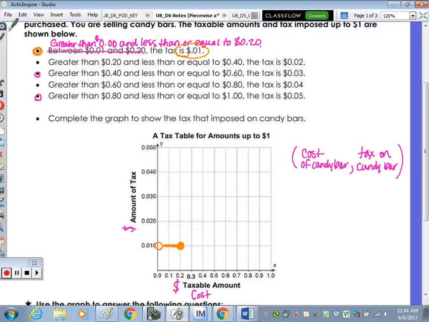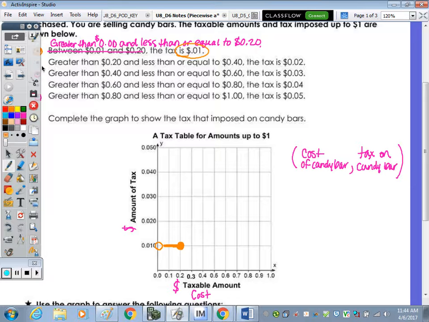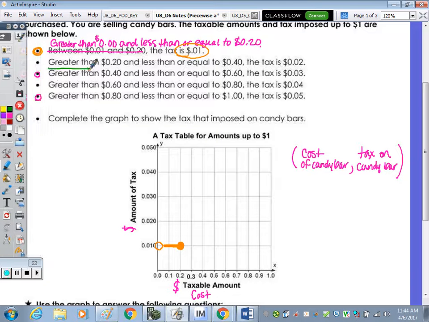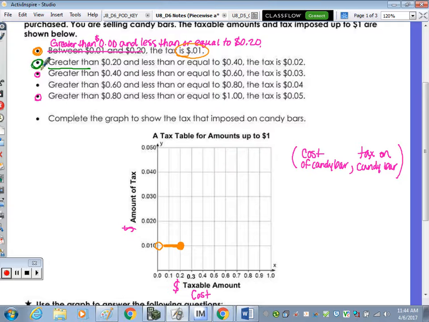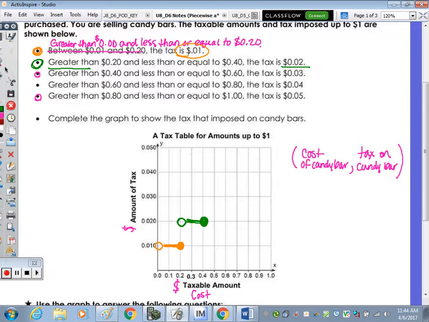The next bullet, we'll grab green, greater than 20 cents, and less than or equal to 40 cents, the tax is 2 cents. So that's our next amount of tax. Greater than 20, so we're not spending 20 cents, we're going to spend 21 cents. And less than or equal to 40 cents, any amount in between, we're going to pay 2 cents in sales tax. So you see the gap or the step that's forming?